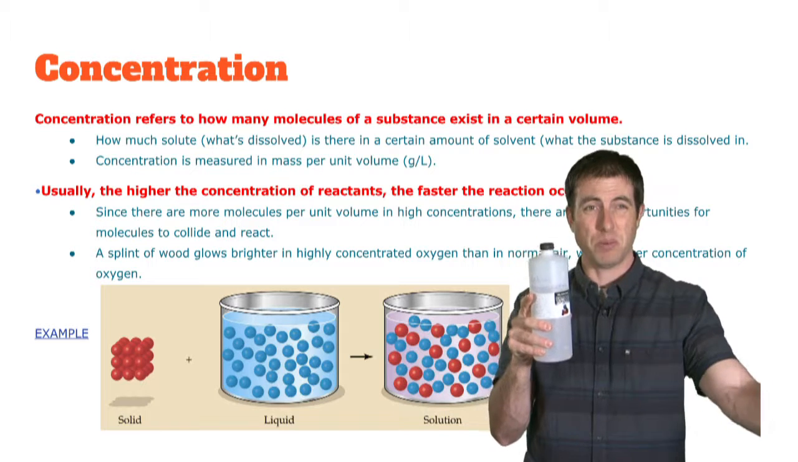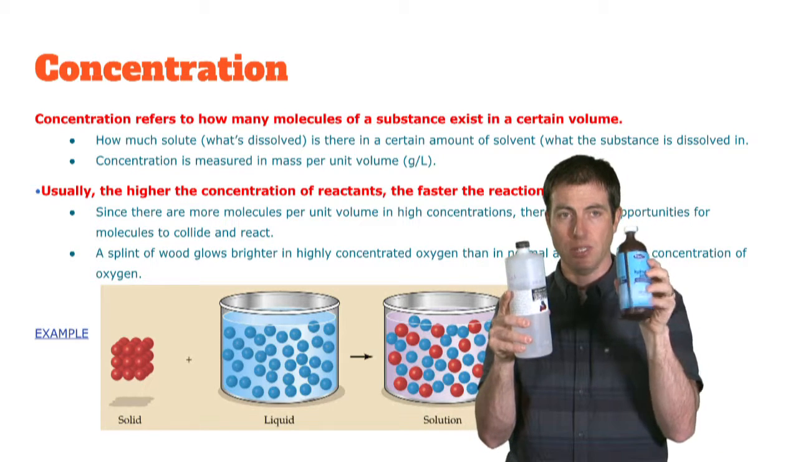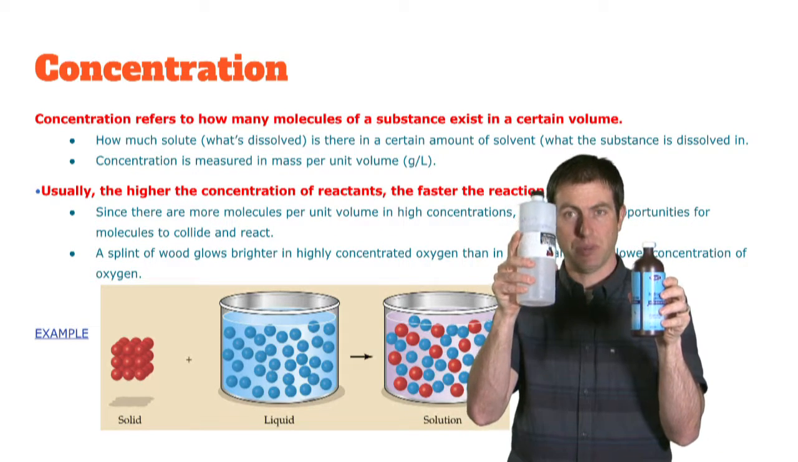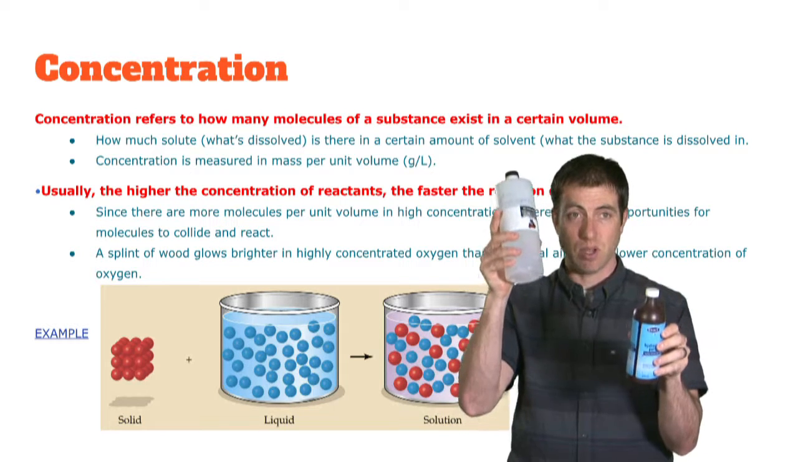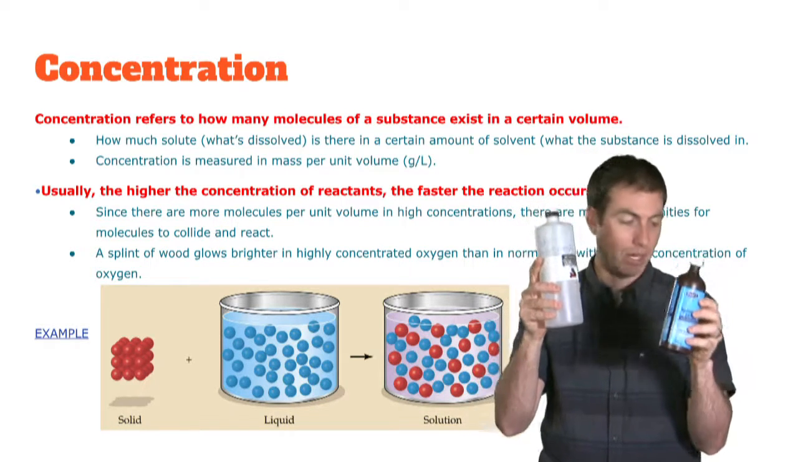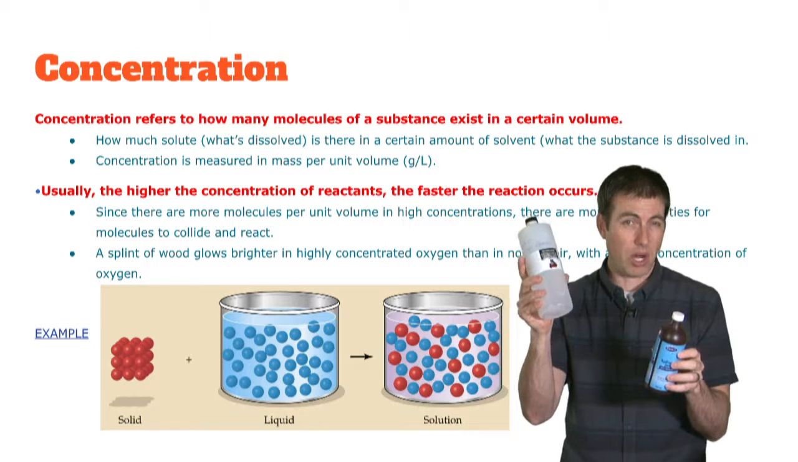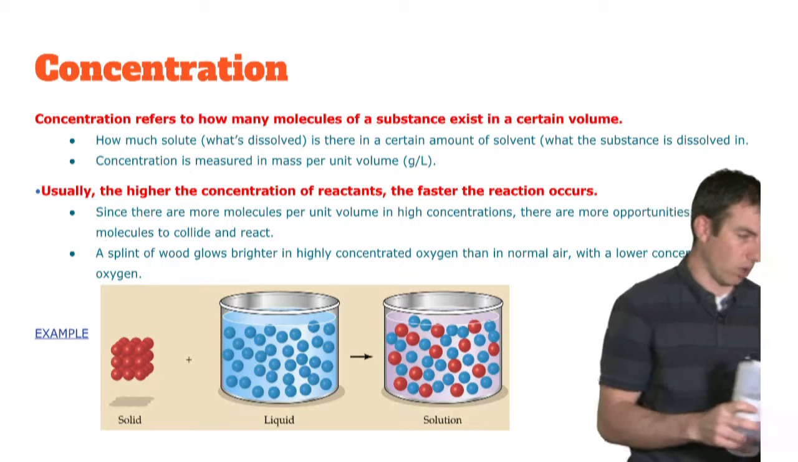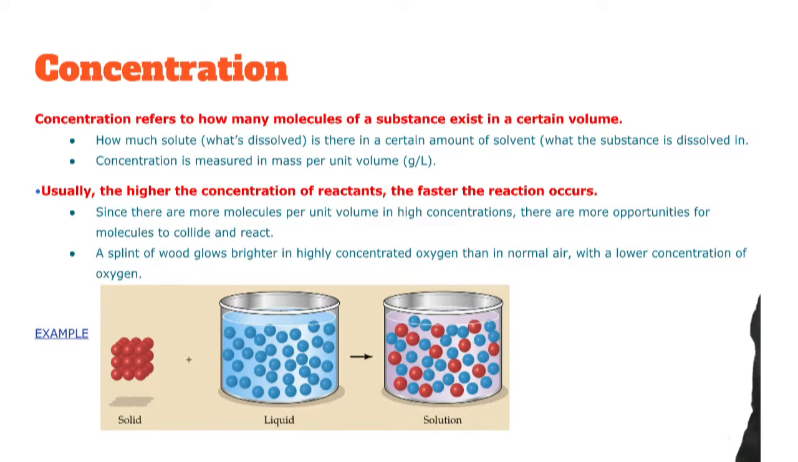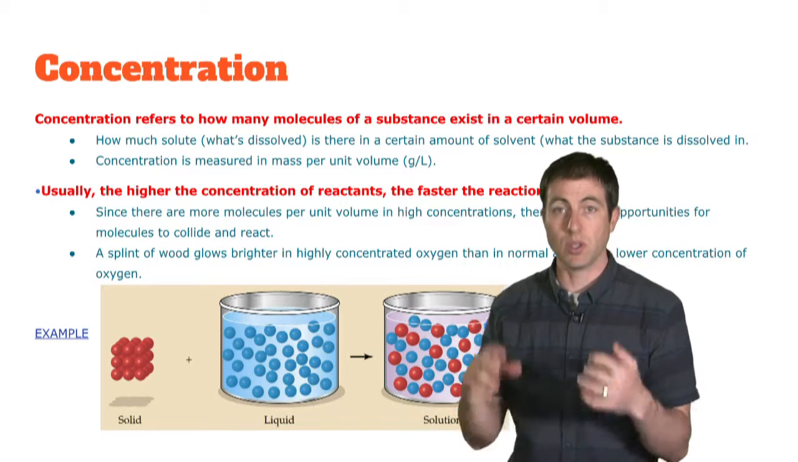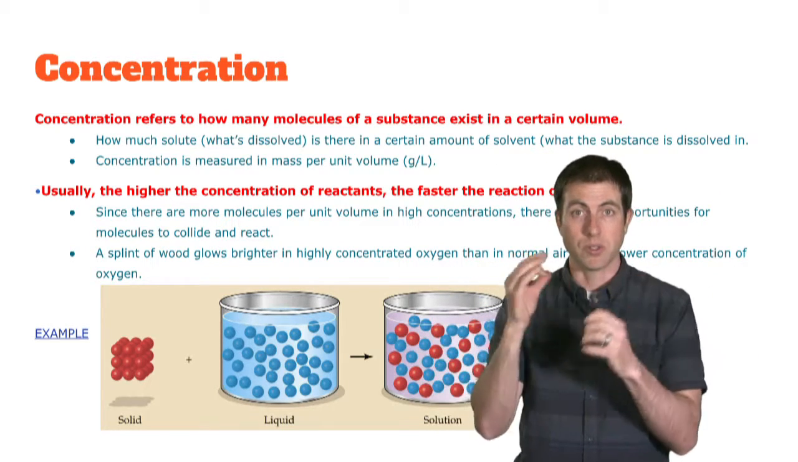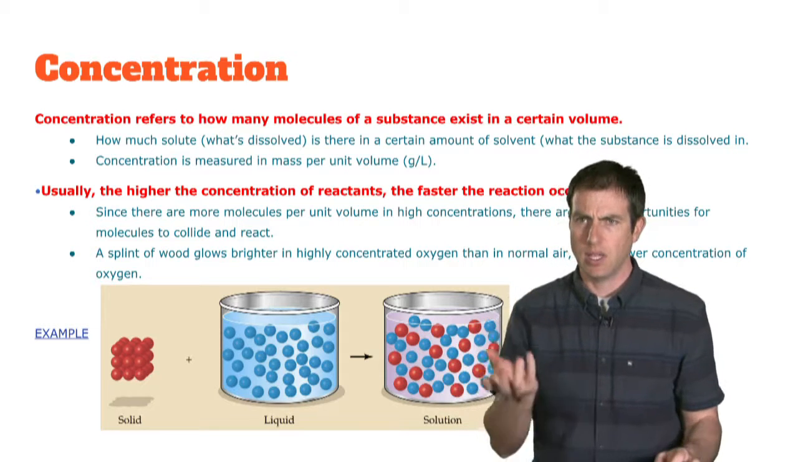So if you can compare 3% and then almost 30%. This is 10 times the concentration of the stuff you can buy in a store. So there's just a lot more hydrogen peroxide in here. It's still diluted in water, but it's just a lot more concentrated. So the more concentrated, the more molecules are there and the more reactions you can have.